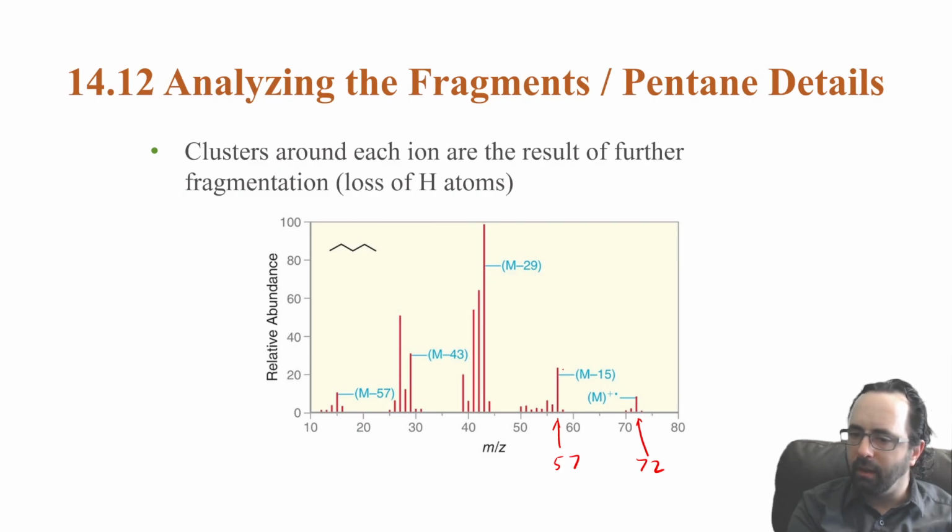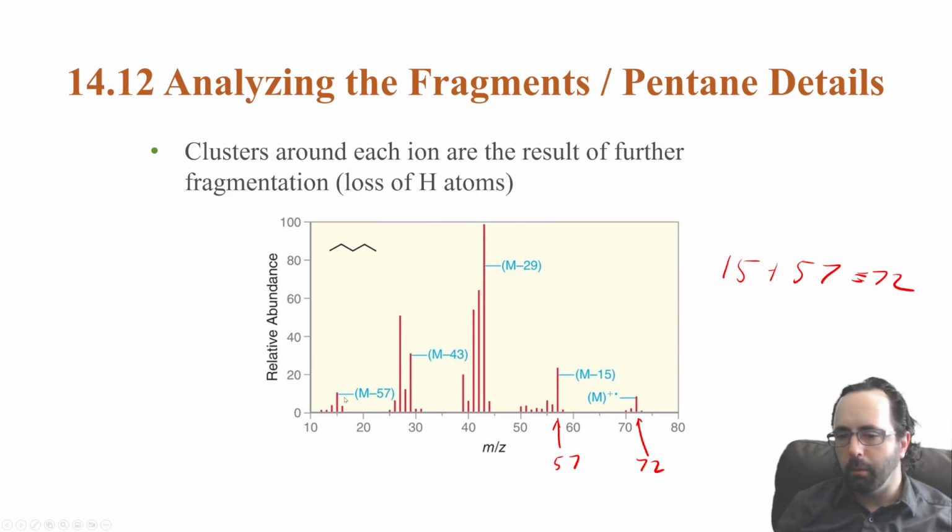Now the complement to that is the M minus 57 peak. The total mass is 52. So 15 plus 57 equals 72. Not 52, 72. Right, so here's the complement fragment as well. So what you can see is that it's not fragmenting very significantly at the first bond. It's more fragmenting in the middle.